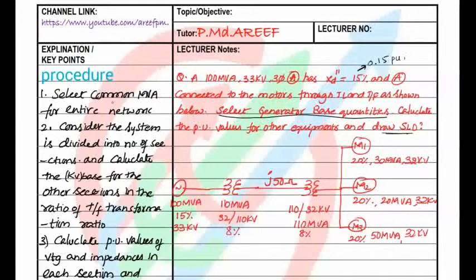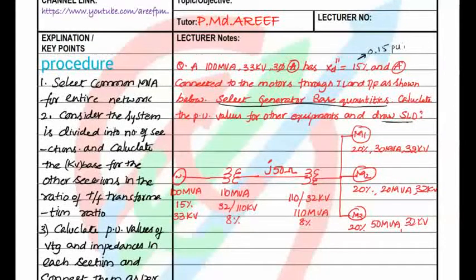Now the procedure is: select the common MVA base for the entire network, and second, the system is divided into a number of sections. Number of sections based on what? Based on transformation, as we discussed earlier.